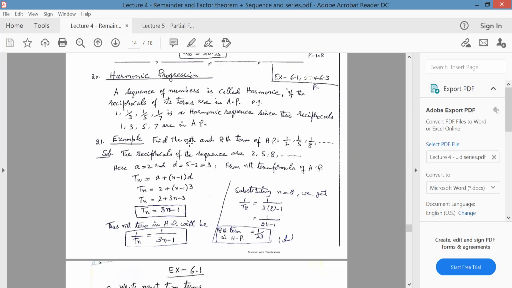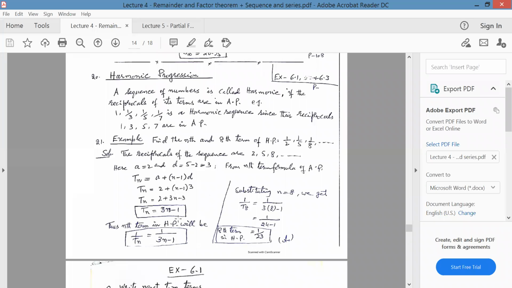Now let's open the bracket. 3n minus 3 plus 2. This will become minus 1. So 3n minus 1. Gentlemen, this is the formula. Tn equals 3n minus 1 is the nth term formula for this series.